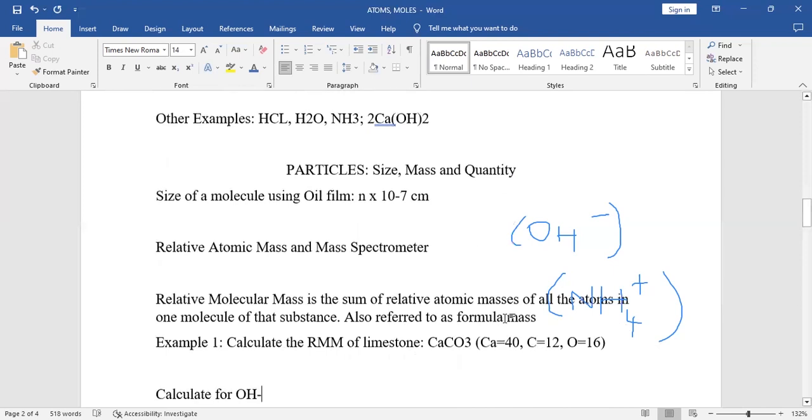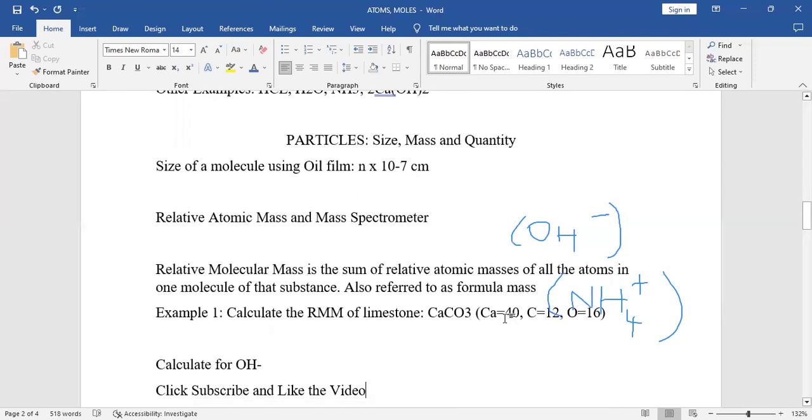Let's just know the relative atomic mass is... I need to cancel these annotations because they're obstructing our view. All right, amazing. So we have undone everything now. All right, so that's relative atomic mass. Relative molecular mass is the sum of all the relative atomic masses of all the atoms in one molecule of that substance. So it's like the same.